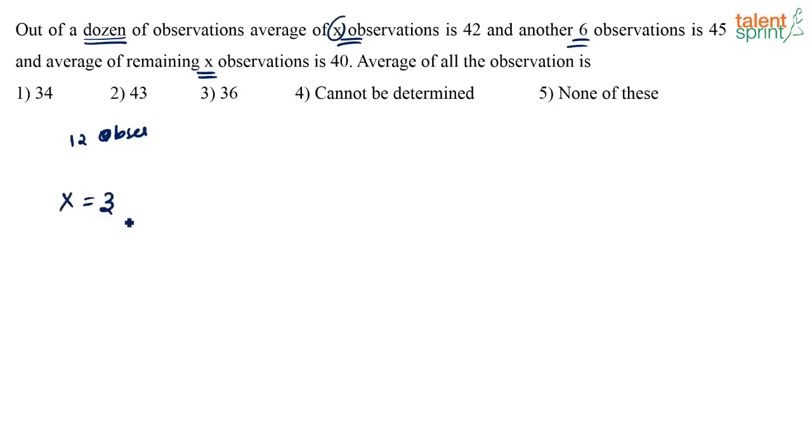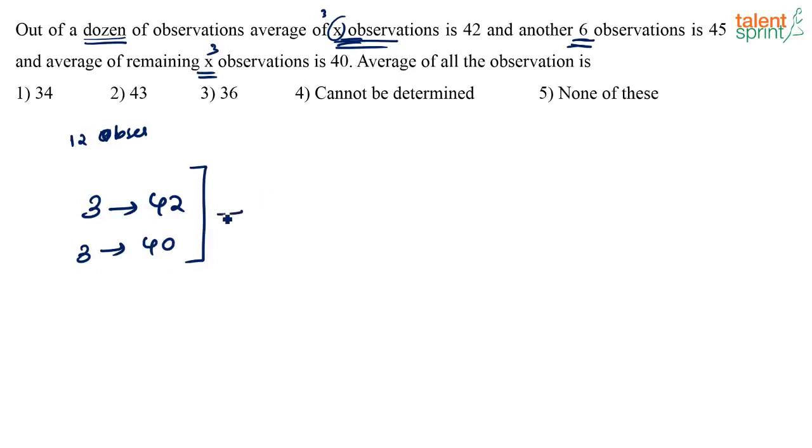This X has to be 3, correct? Because 6 is already gone from 12. So remaining you have 6 observations which is divided as X and X. So this is 3 observations here and again another 3 observations here, correct? Average of 3 observations is 42. Again average of another 3 observations is 40. So what is the average of this set put together? It's going to be 41. See, I have 3 observations whose average is 42 and 3 observations whose average is 40. So the average of the 6 observations is nothing but the middle value of this, that is 41.